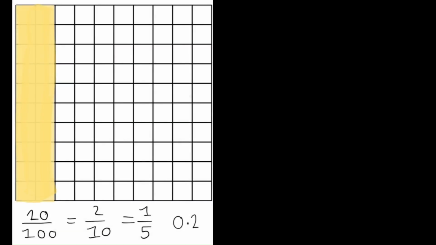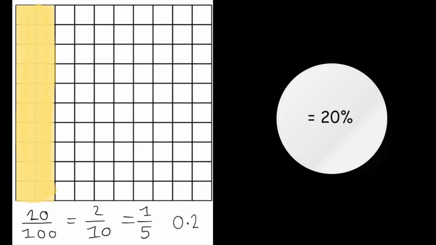In the same vein, we saw that 20/100ths was equal to the decimal 0.2, and as percent means out of 100, 20 out of 100 is equal to 20%.